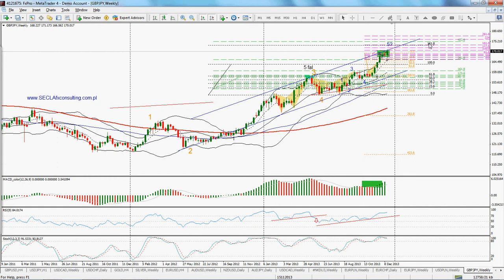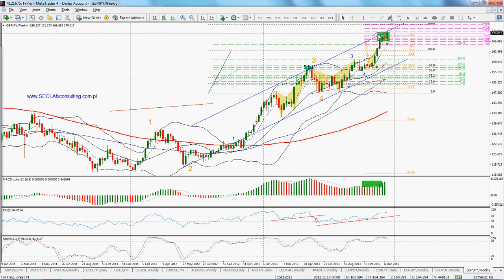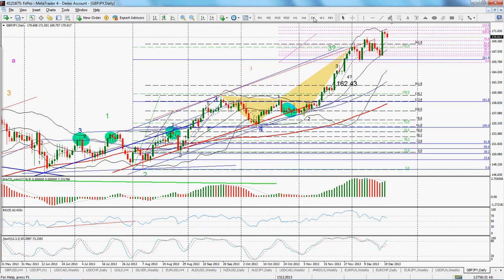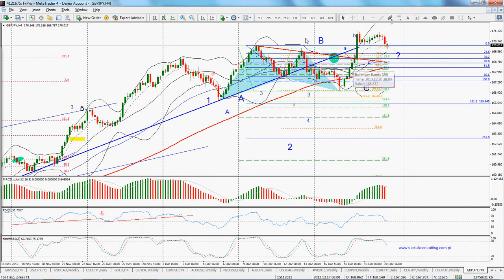Okay, so this will be a strong resistance area, most probably. Good, so that's the weekly. This is green, so you should be looking for a green for a long trade setup. And as said last week, we have started the new upward move.